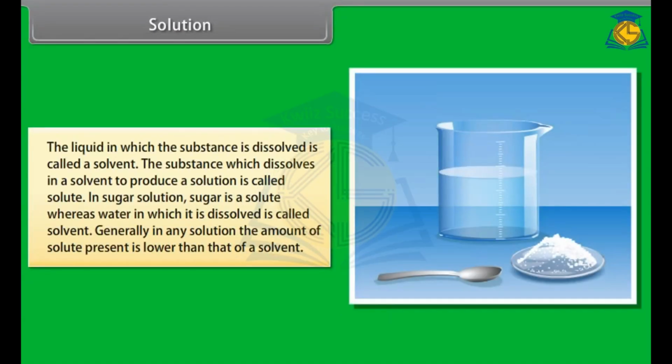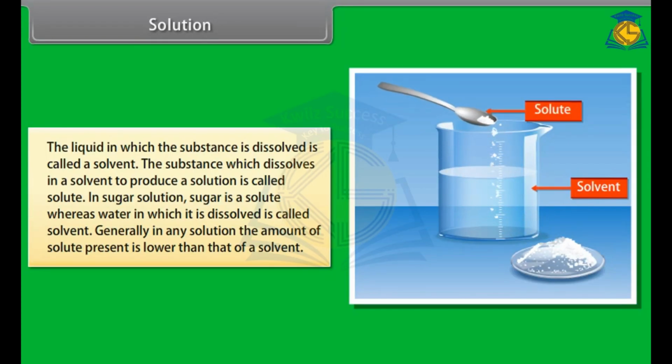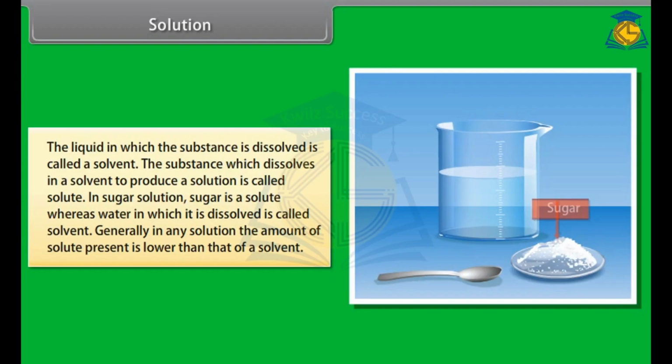The liquid in which the substance is dissolved is called a solvent. The substance which dissolves in a solvent to produce a solution is called a solute. In sugar solution, sugar is the solute, whereas water, in which it is dissolved, is called the solvent. Generally, in any solution, the amount of solute present is lower than that of the solvent.